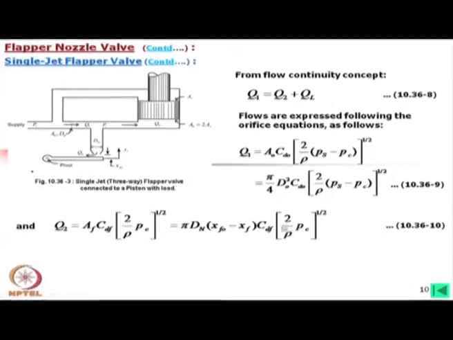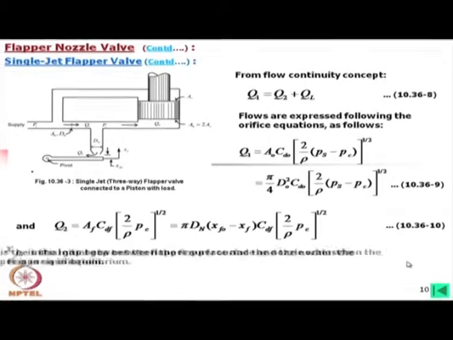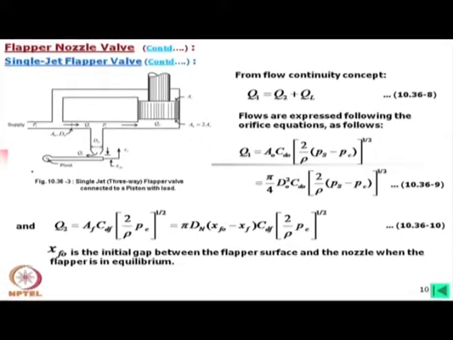So, Q2 is expressed in this way, and here P_c is the pressure in the upstream, and in the downstream is the exhaust pressure, which is normally 0. That is why here we find 1 single pressure term. Now, x_f0 is the initial gap between the flapper surface and the nozzle when the flapper is in equilibrium. Now, we should take care of the direction of x_f. x_f is the movement of the flapper which is positive in the upward direction.